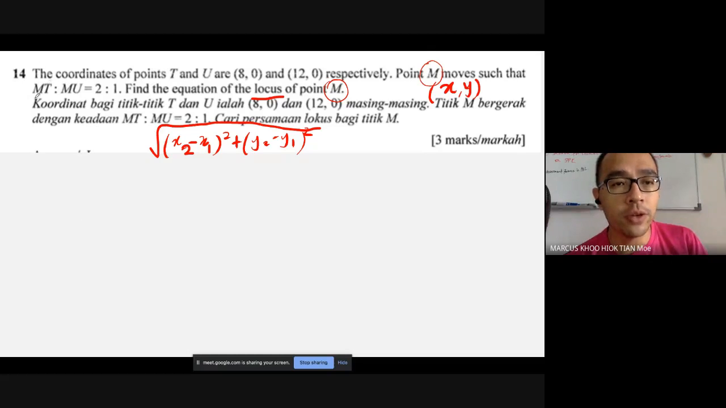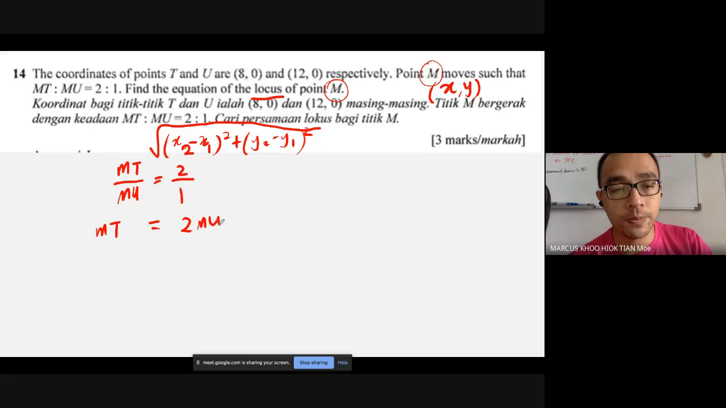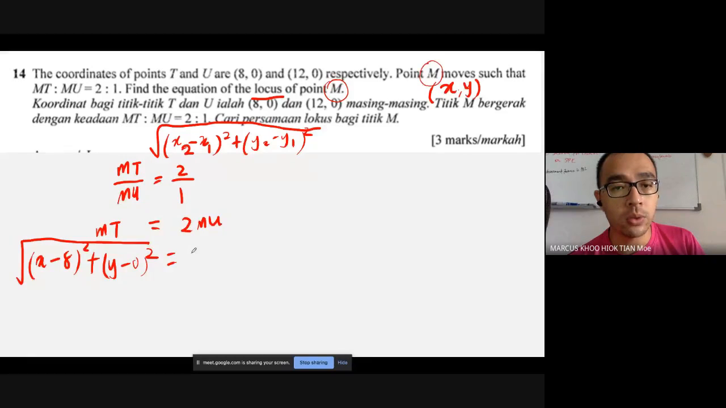Okay, so when they give you the ratio like this, what you do is you write the ratio as a fraction. MT divided by MU equals 2 over 1. Then when you cross multiply, you get MT equals 2 MU. Then we slowly use M and T in this formula, and then M and U in this formula. This is the important thing. So M and T is x and y and 8 and 0. So it will be the square root of x minus 8 squared plus y minus 0 squared, equals 2 M and U.